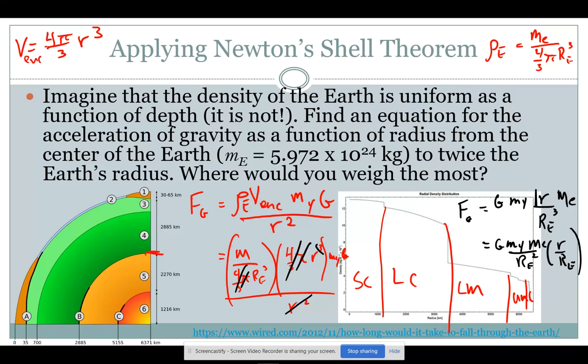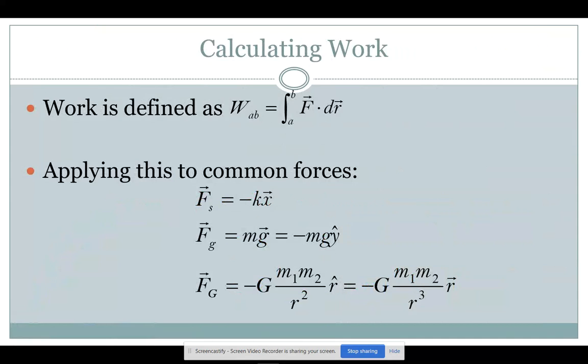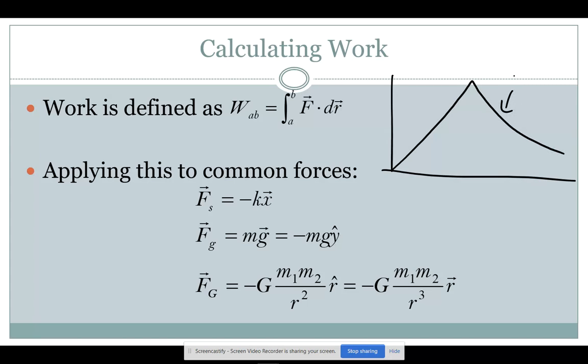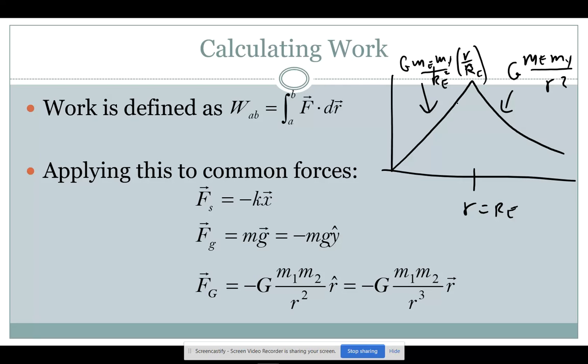So if I were to graph the result, it would be something that goes like this. So there's the two equations, a straight line for the going up and then a 1 over r squared decay when you get past the radius of the Earth.